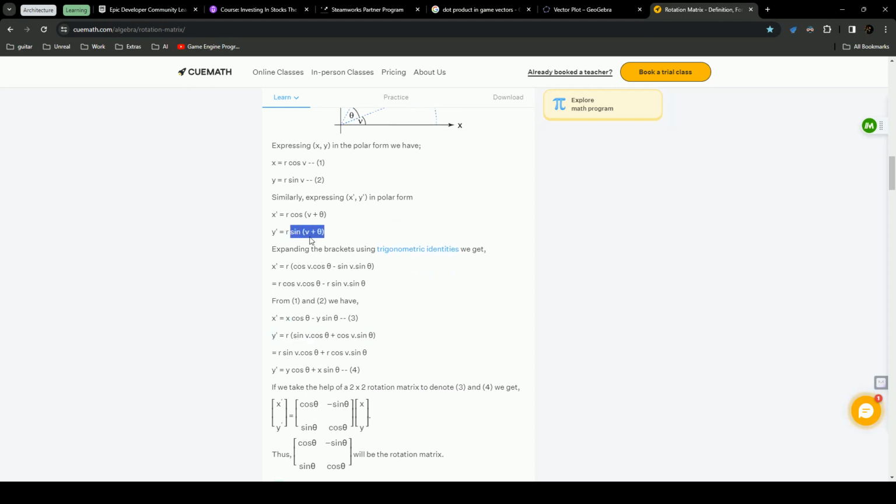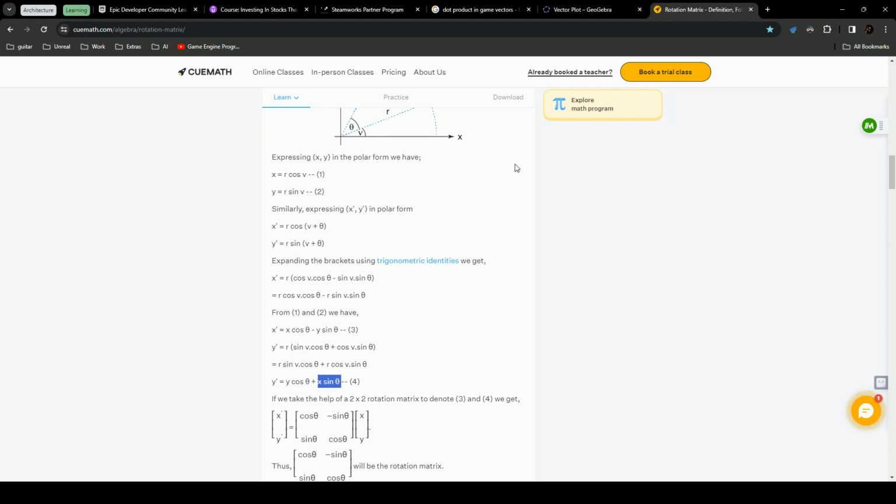So sin(a + b) is equal to sin a cos b plus cos a sin b. So when we open this, it is r sin v into cos theta plus r cos v sin theta. We can replace r sin v with y, so this is y cos theta, and we can replace r cos v with x, giving x sin theta. I hope you have understood the concept.